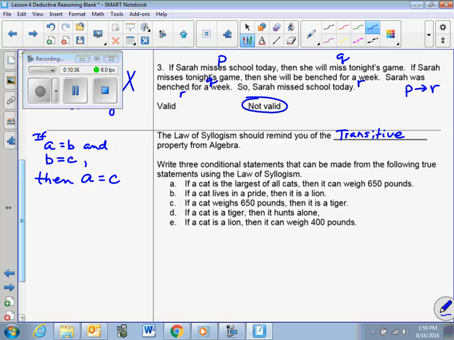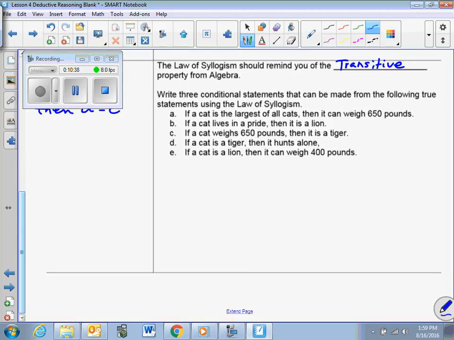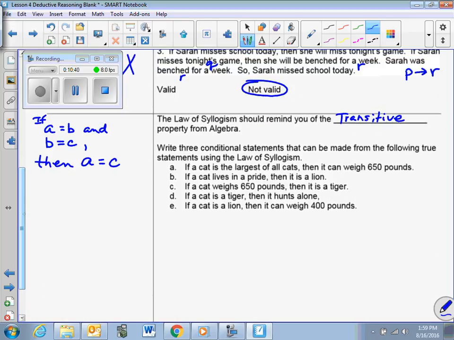Okay, let's do this example here. 3 conditional statements. I want you to pause here and I want you to try to do this yourself. This might take a few minutes. Come back and I'll go over it with you.